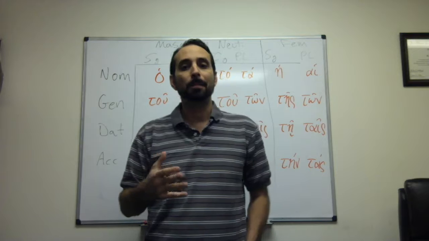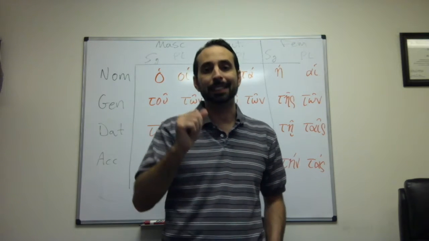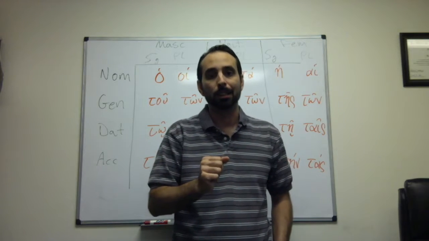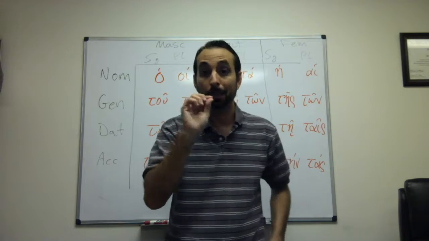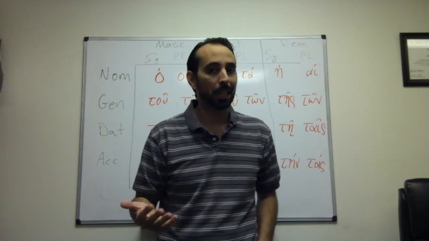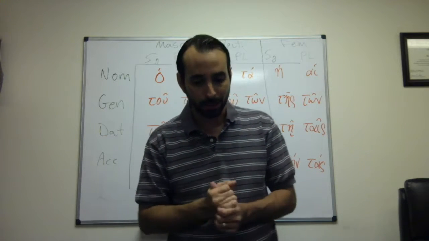In English, the definite article, the word the, basically designates, it identifies. Go get the book. I mean a particular book, not any book off the shelf, but a particular one. It identifies. Well, the Greek article does the same thing, but it does a whole lot more. We'll get to all the various things it does.